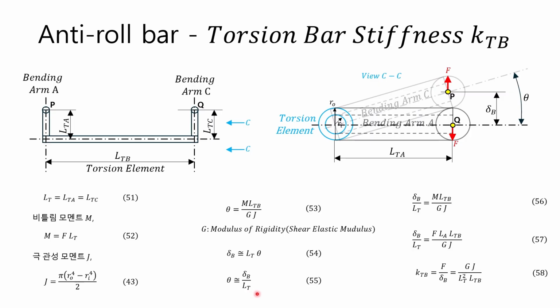By substituting theta of equation 55 into equation 53, we can obtain equation 56. By substituting the moment M of equation 52 into equation 56, we can obtain equation 57. Since the stiffness value kTb of the torsion element is the force F divided by the displacement delta B, by rearranging equation 57 for kTb, we can finally obtain the stiffness value kTb of the torsion element, as in equation 58.